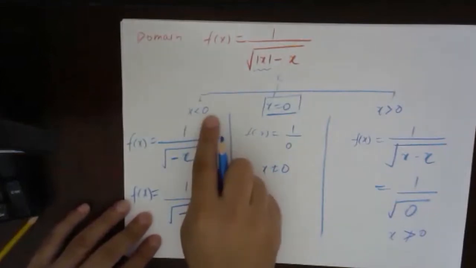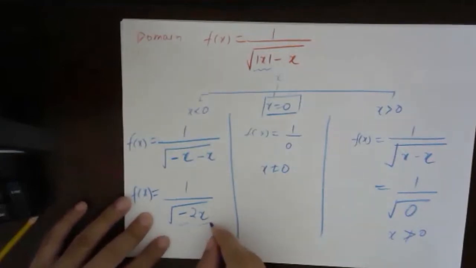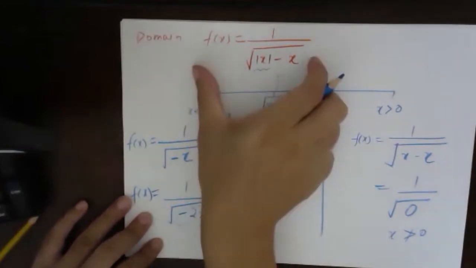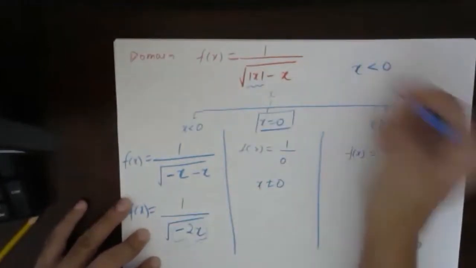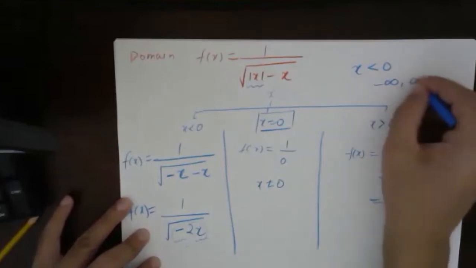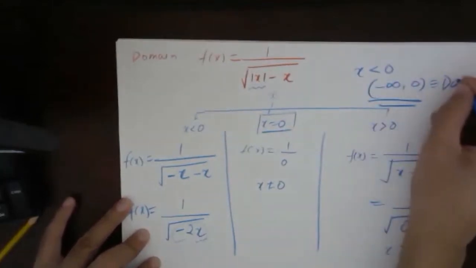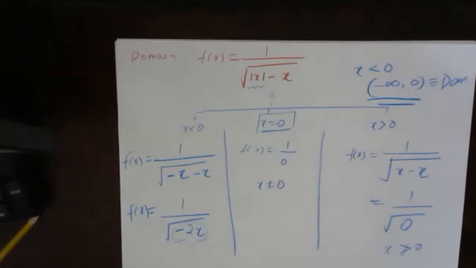Now when x is less than 0, this is a negative sign, x is also negative. So overall this will become positive. So that means this part is only defined for when x is less than 0. That means minus infinity to 0. So this is nothing but the domain. Okay, I hope everybody understood this part also. Just check it.